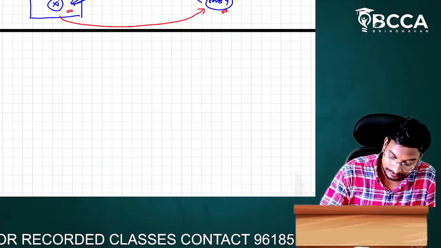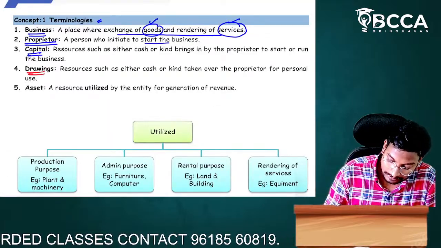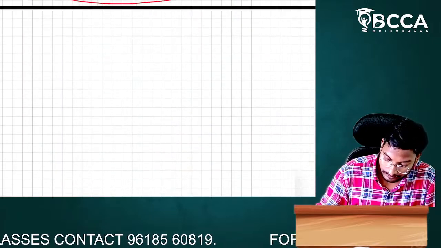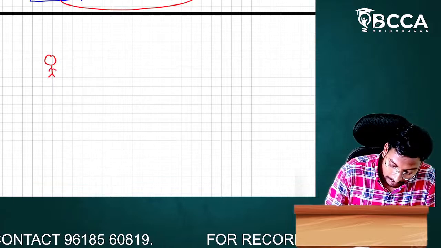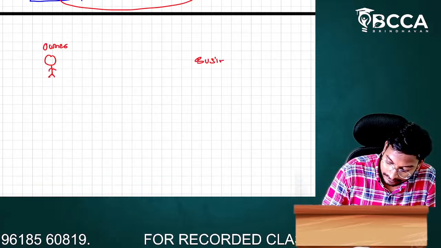Next one, sir, drawings. Drawings means, I will take an example, sir. Assume he is an owner and the business.